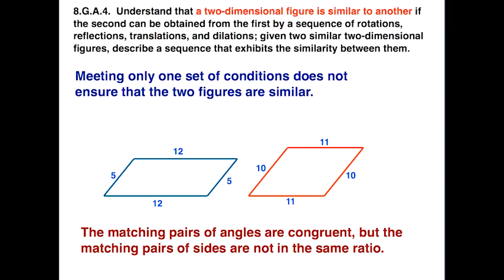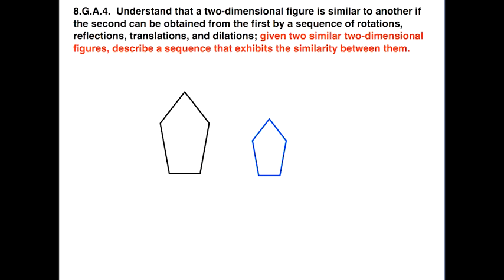But then let's look at the top ones. Oh, that's a 12-to-11 ratio. That's not equivalent. So again, that ruins these two being similar to each other. Pairs of angles were congruent, but the matching pairs of sides were not all in the same ratio. Let's look at the last part of the standard. Given two similar two-dimensional figures, describe a sequence that exhibits the similarity between them.